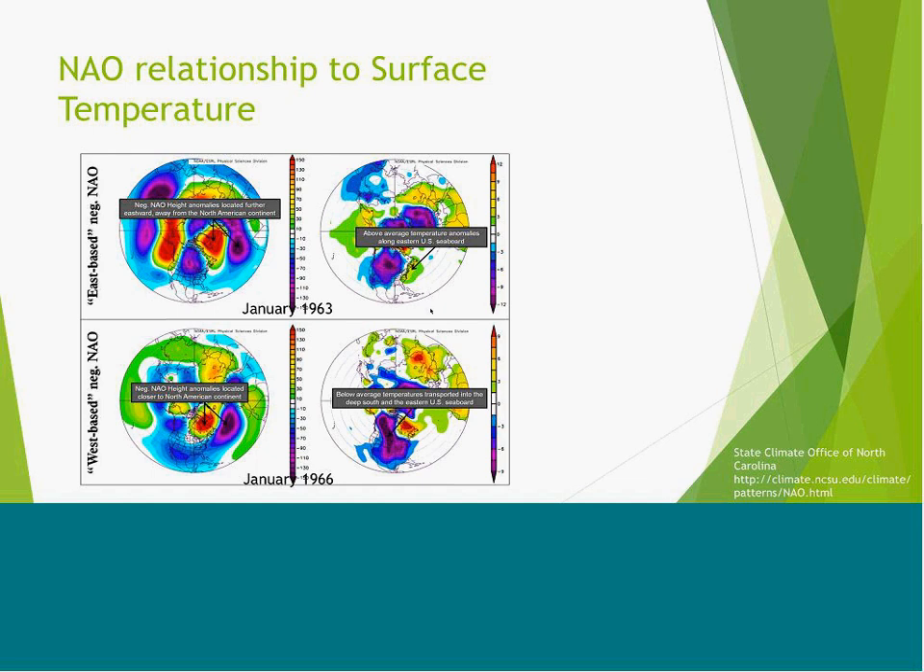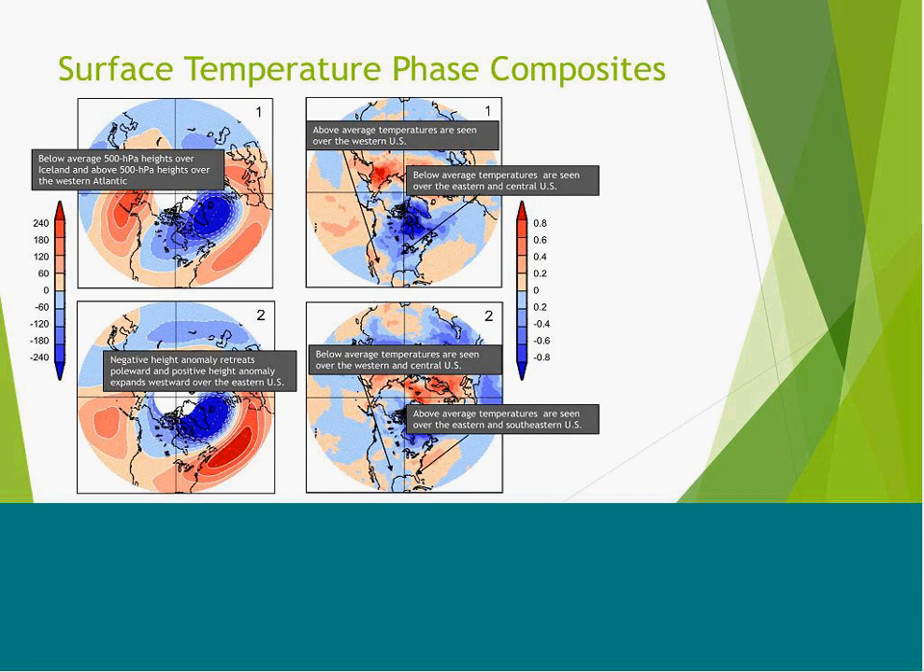Another example is here in January 1966, when the negative height anomalies were located closer to the North American continent, and as a result, the below average temperatures were transported into the deep south. So similarly, with this result, we would like to see if we can find any relationship between the phases of the 120-day oscillation and the surface air temperature over the North American continent.